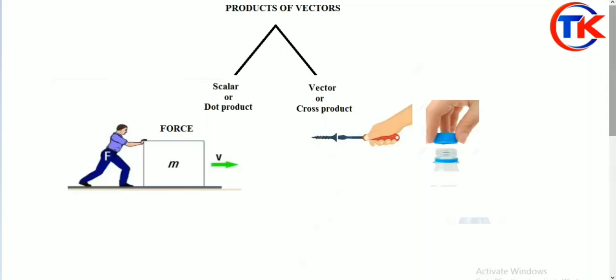Dear students, we have learned about vectors in our previous video. If not, you can watch that before watching this video for better understanding. We have learned how vectors are added or subtracted. Now we need to know how vectors are multiplied. There are two types of multiplying vectors. One is dot product and another one is cross product.